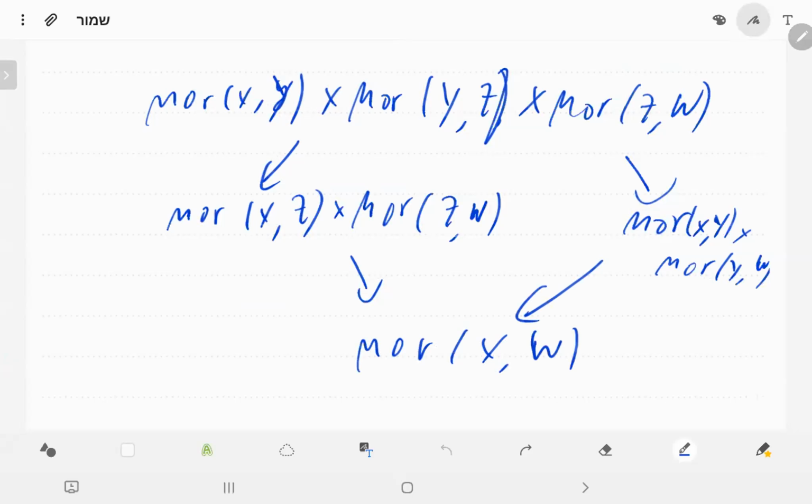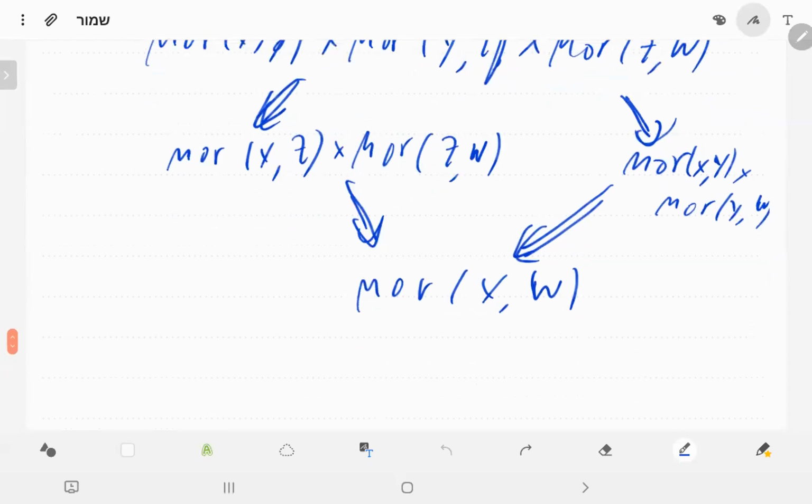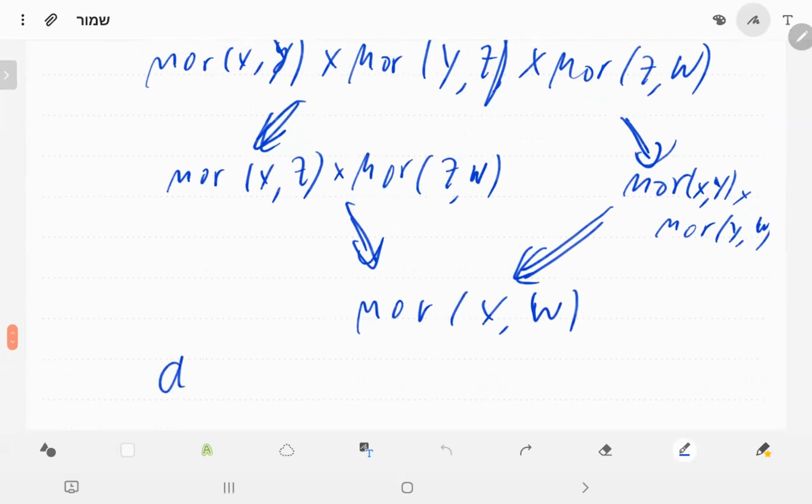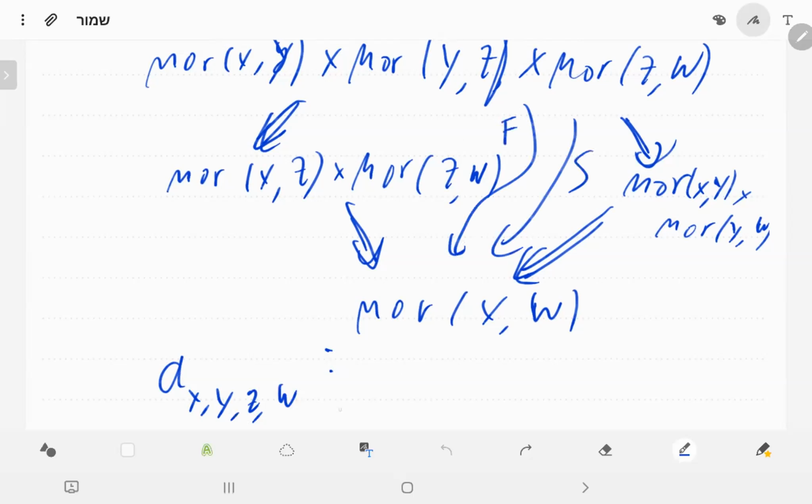So we get a diagram. And we want this diagram to be commutative. But this is a diagram of categories. So what does it mean to want it to be commutative? We want that the first composition will not necessarily be equal to the second one, but should be isomorphic to the second one. So we want to have what's called an associator. Let's call it x, y, z, w, between the first composition, let's call it by some name, and the second composition, first and second. And it should be an isomorphism.